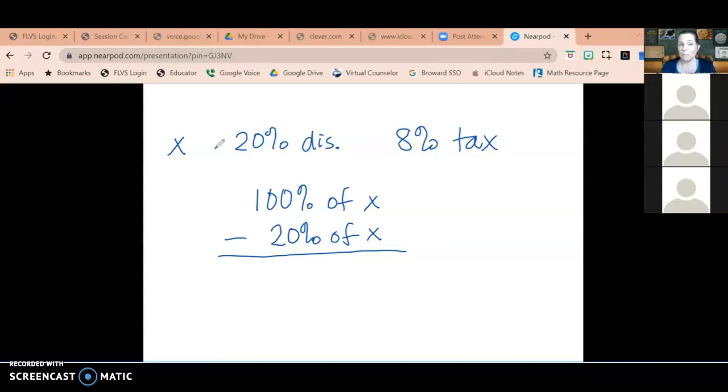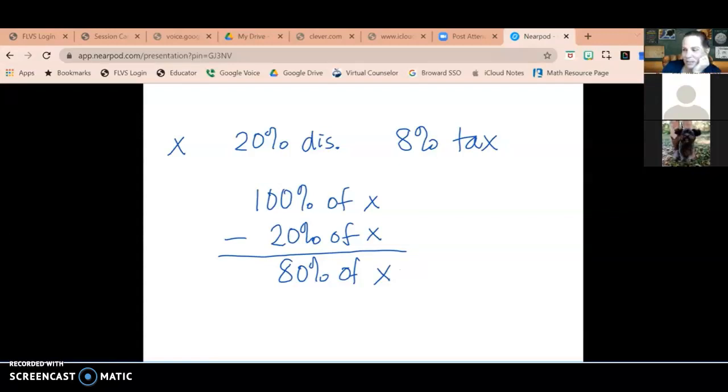Right? So far, so good. So that would be 80% of X. All right, I'd like everyone to clear their screens. Give me an expression that shows what you would do to find 80% of X, the way that you thought about that. Yeah, you could write it like that. You totally could.